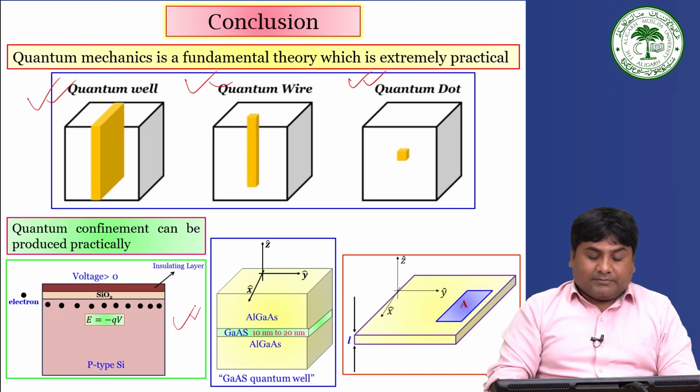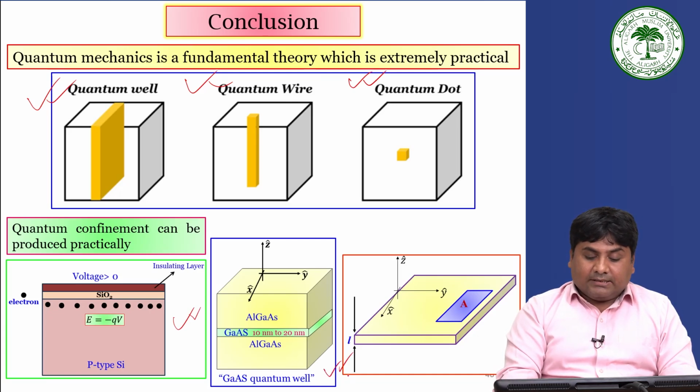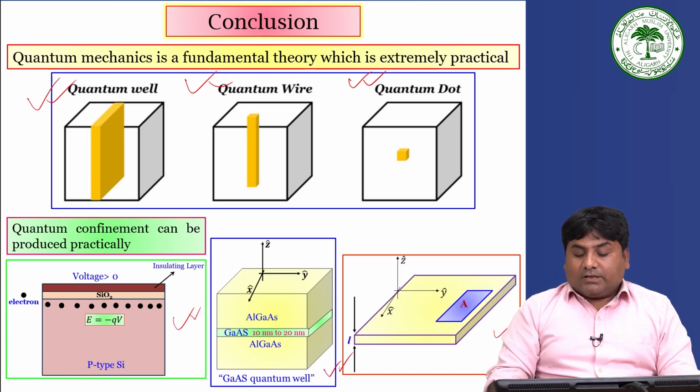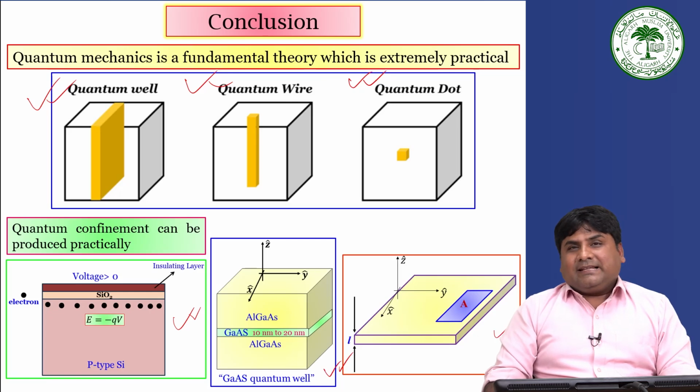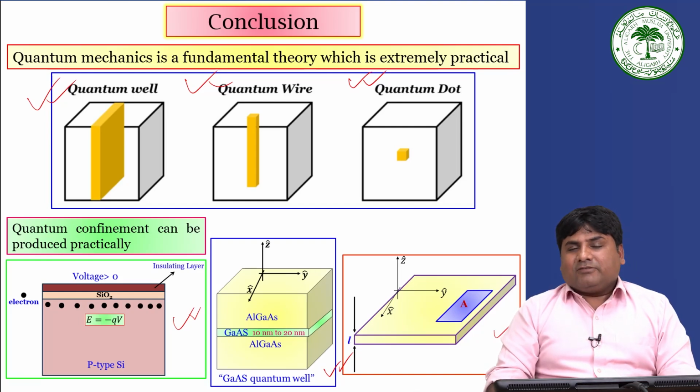This is the p-type semiconductor device where you see how quantum confinement is observed. This is another, the quantum well 3D, and this is the 2D where quantum confinement is observed. That way you can explain various phenomena using quantum mechanics, and you can apply it practically. And these materials have huge practical applications and a huge practical market also.